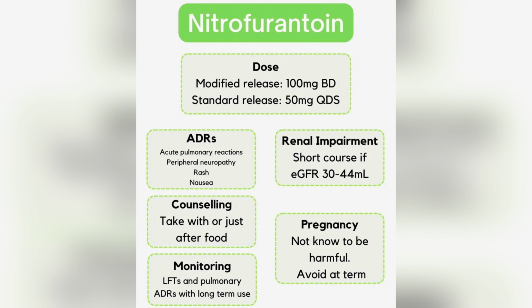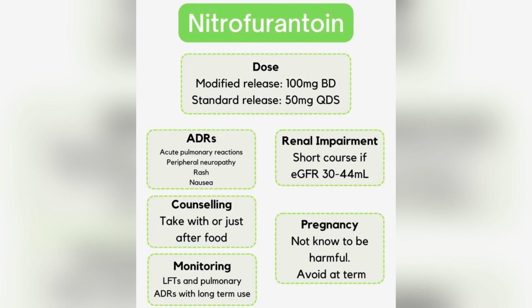Nitrofurantoin treatment therapy. Dose for modified release: 100 mg two times a day. Dose for standard release: 50 mg four times a day. Adverse effects of nitrofurantoin: 1. Acute pulmonary reactions, 2. Peripheral neuropathy, 3. Rash, 4. Nausea. Counseling points: take with or just after food.